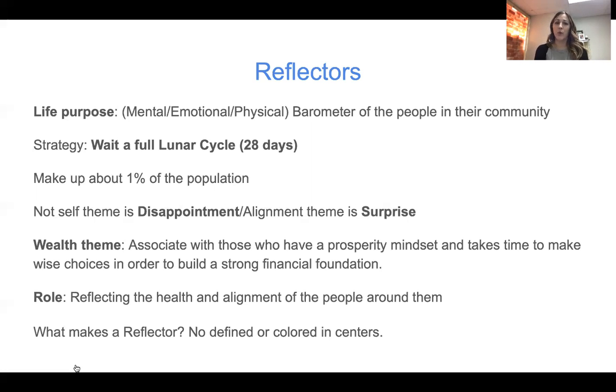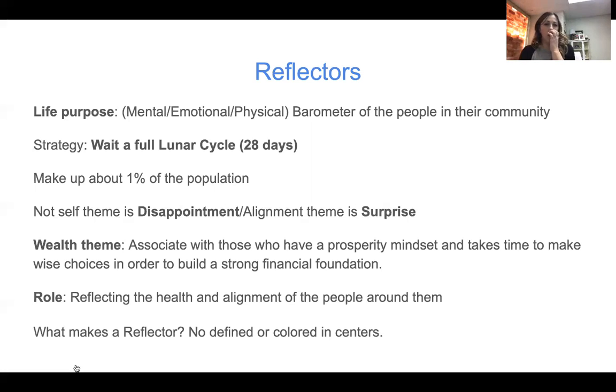Their strategy is to wait a full lunar cycle. So they need 28 days to make big decisions. And that's because it can be hard for them to determine what energy is theirs and what energy is coming from their community. And so they need a lot of time to feel into it and go, what does this feel like for me? What does this look like for me? What might this look like happening in my life, et cetera. And so they just need to wait, unfortunately. Well, not unfortunately, but it's a lot different than any of the other types.